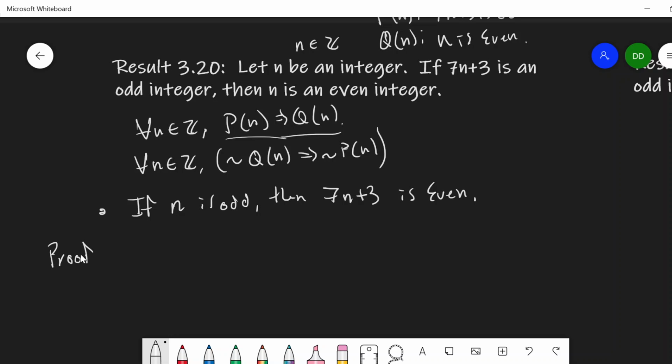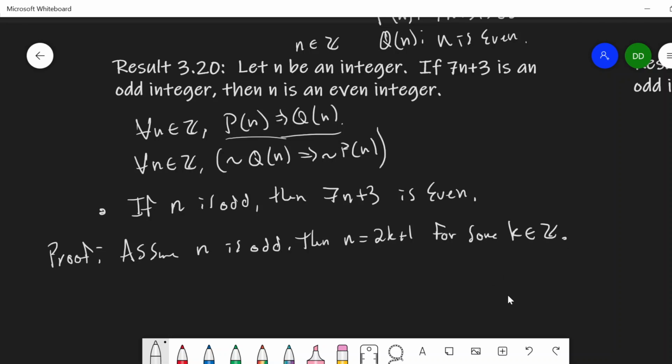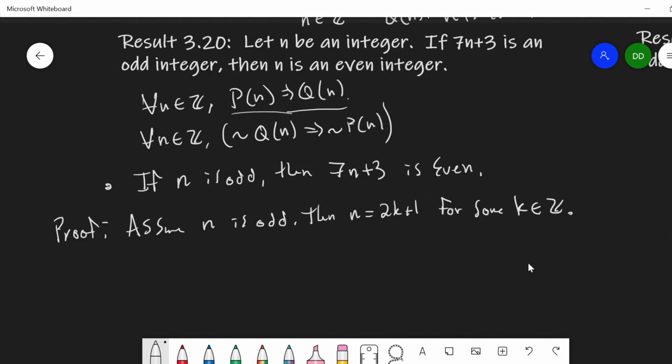Remembering back to direct proofs, here I want to assume n is odd. So I'll say assume n is odd. And remember what that gives me. That tells me that n can be written as 2k plus 1 for some integer k. So n equals 2k plus 1 for some integer k. That gives me some leverage to work with. Now I have an expression for n that I can plug into 7n plus 3.